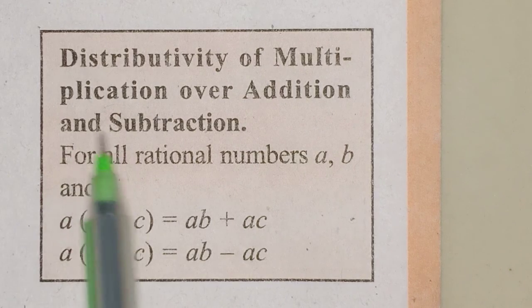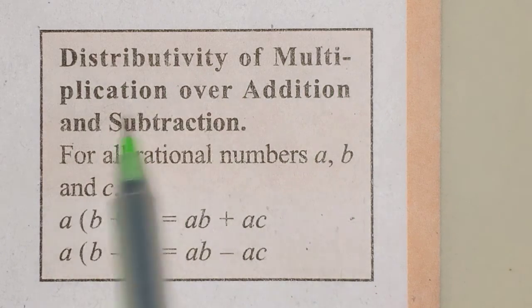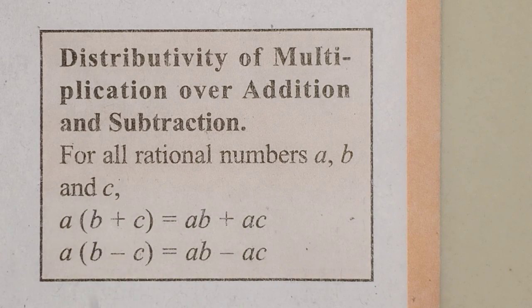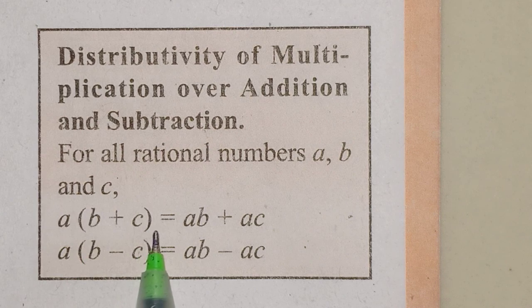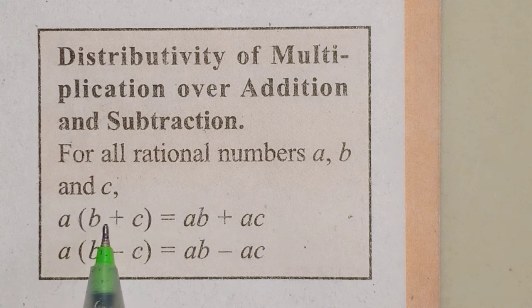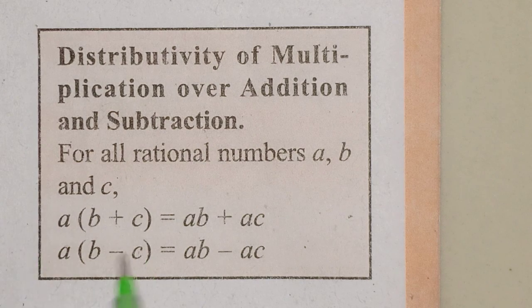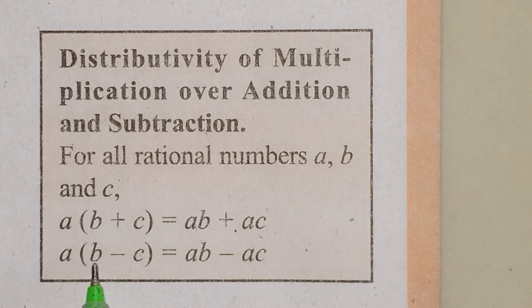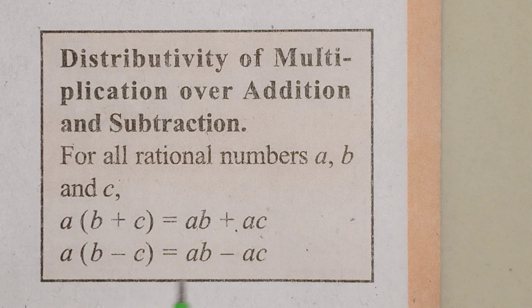See here, it is a very important chart: distributivity of multiplication over addition and subtraction. For all rational numbers a, b and c, a into bracket b plus c, we multiply a into b plus a into c. Sorry, a into b plus a into c. Now, for subtraction, a into bracket b minus c, a multiplied by b, so it is ab minus, because here the subtraction sign is there, so I have written the subtraction sign, a into c.